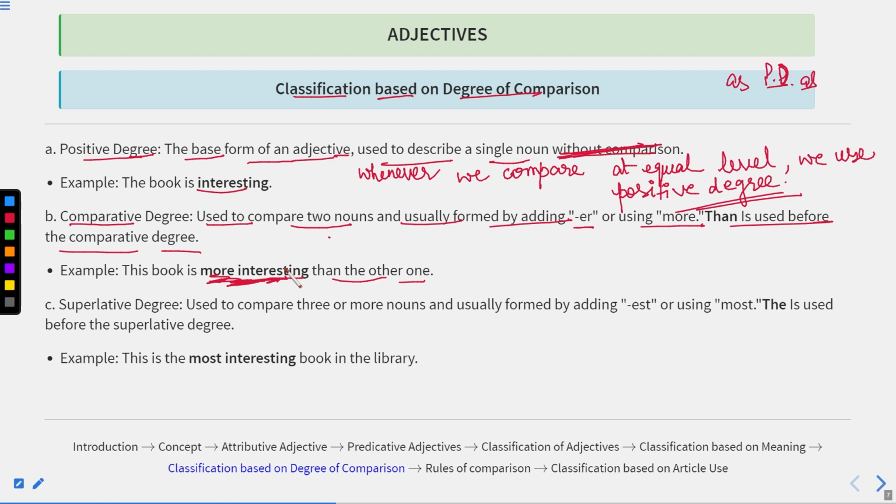Superlative degree of adjective is used to compare three or more nouns and is usually formed by adding est, or we can make most a prefix to that word. The is used before the superlative degree of adjective. So this is mandatory: we should always use the before the superlative degree of adjective. For example, if I say Ram is the best man in this world, before best I have used the word the. Now, this is the most interesting book in the library. If you see this sentence carefully, we have used the word most, which is actually the superlative degree of adjective.